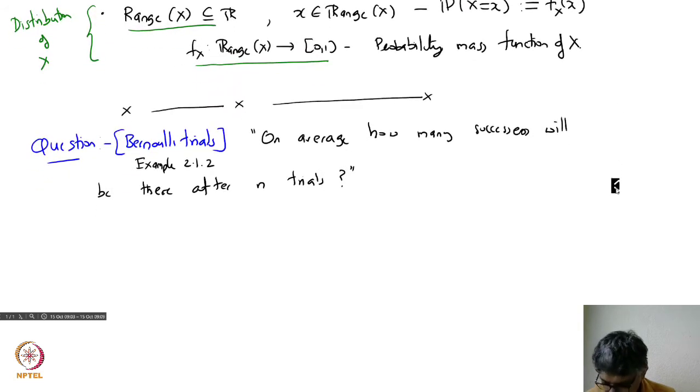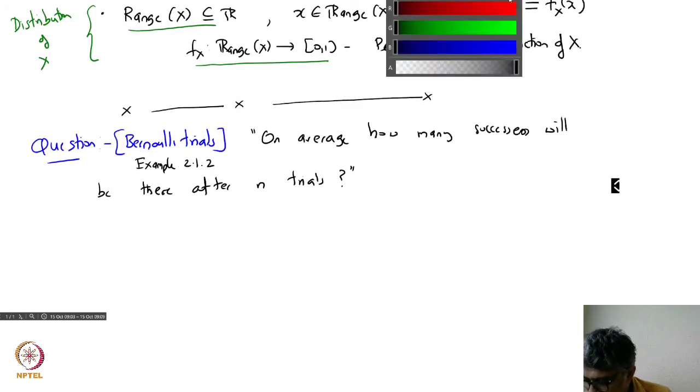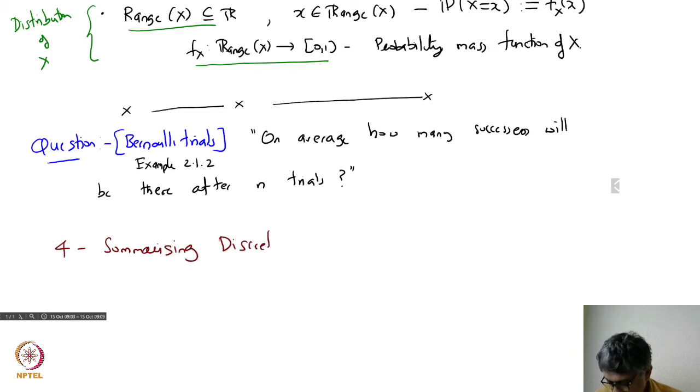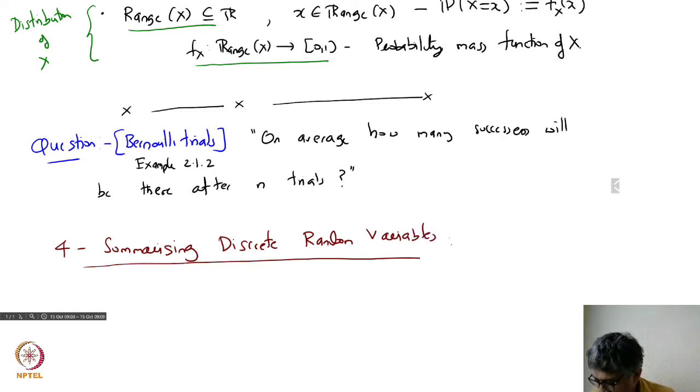This is the focus of this chapter. What I'll try and understand is the key summaries of discrete random variables. I'll just call it chapter 4, summarizing discrete random variables. So that is the topic of this section.